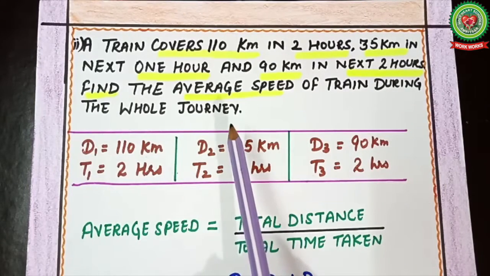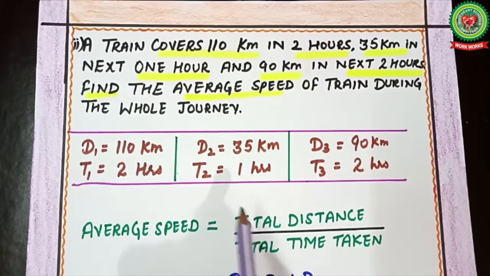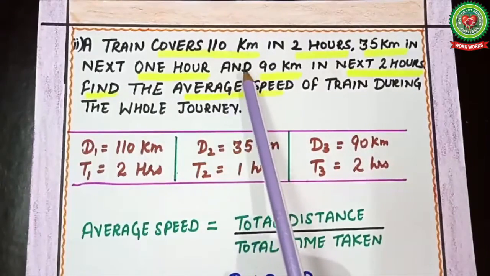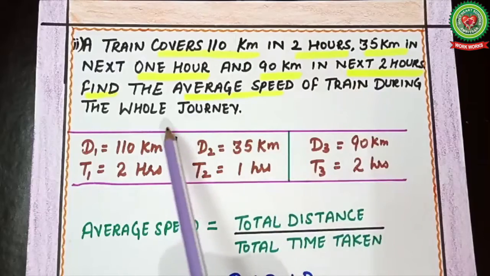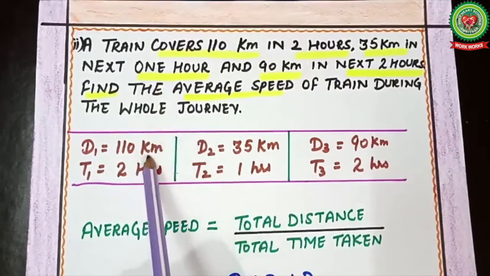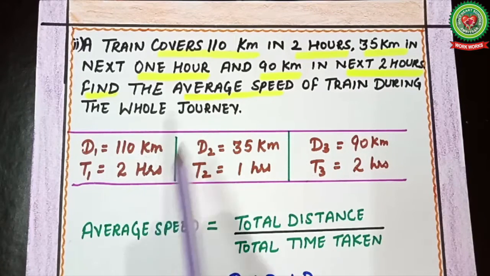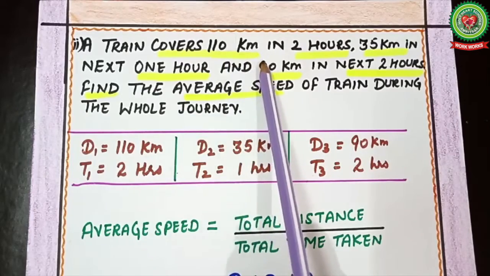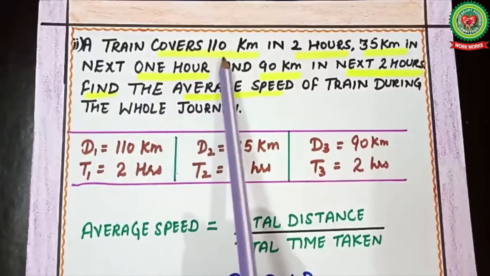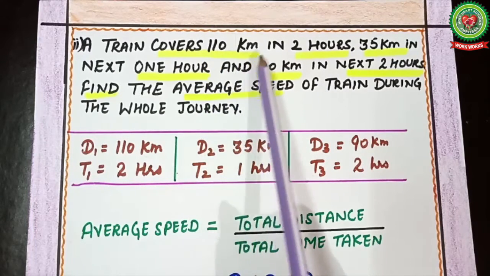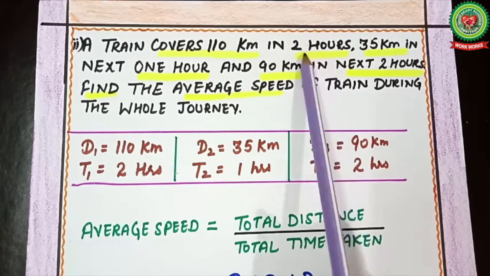So now you must be confused about so many things being given to us all together. So there is nothing to get confused about. We will solve this sum very easily by applying just one formula. So first of all, we will write here whatever is given to us. So a train covers 110 kilometer. Train covers means distance. So distance is given to you as 110 kilometer in 2 hours. That means time is given.